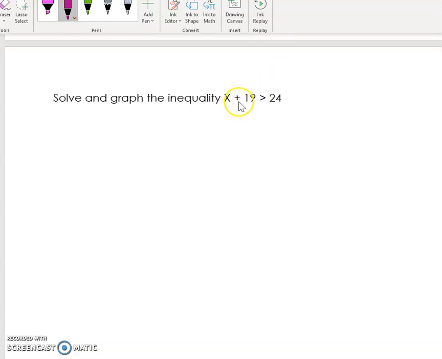If I want to eliminate a plus 19, I use my inverse operation, which is the opposite. Okay. The opposite operation of adding is to subtract. And the reason why we use that is so that these two things can cancel each other out. If I did it on one side, we do need to keep it balanced and do the same thing on the other side. So my inequality reads x is greater than 24 minus 19, which is 5.